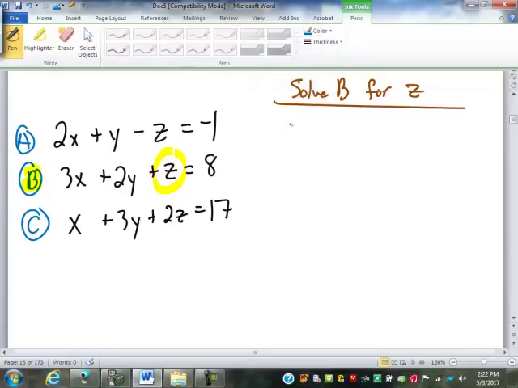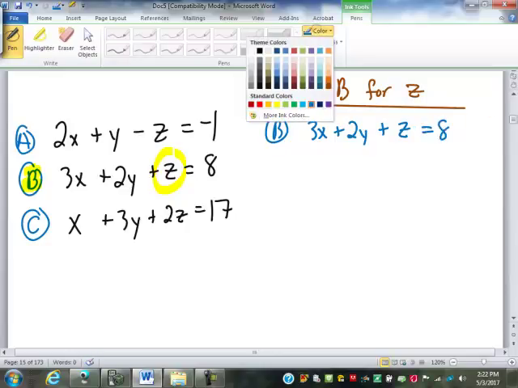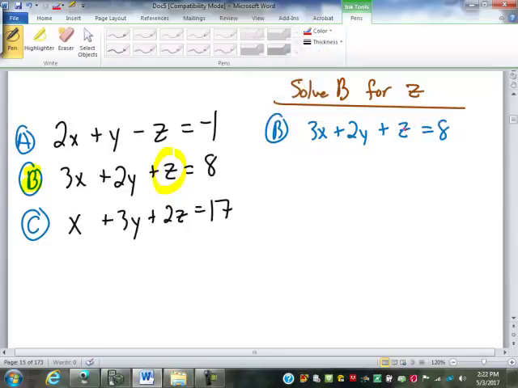So equation B here, 3x plus 2y plus z equals 8. I have to get z by itself here. Now last time I did it the long way, I removed each piece by itself. I can do both of them at once if I want to.